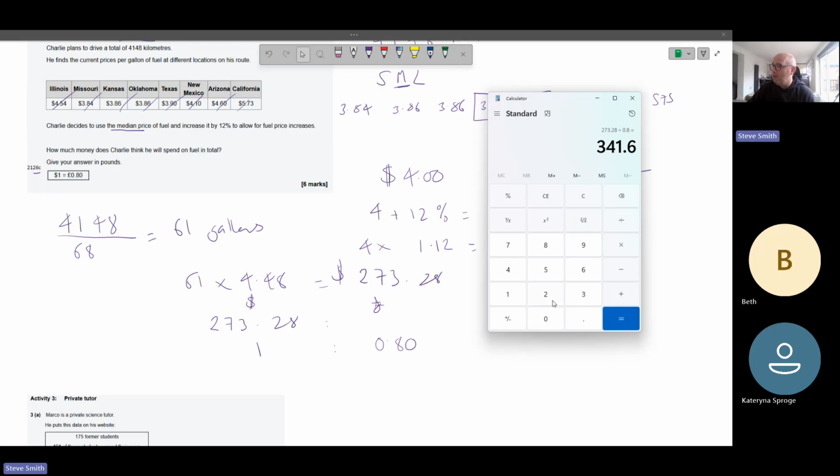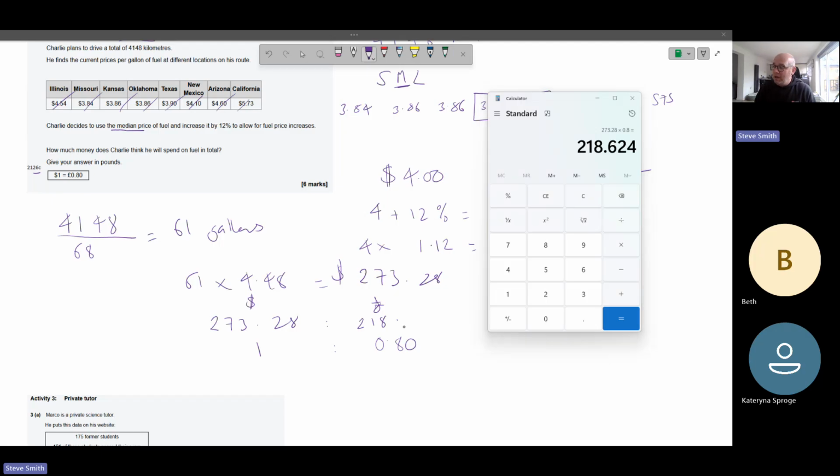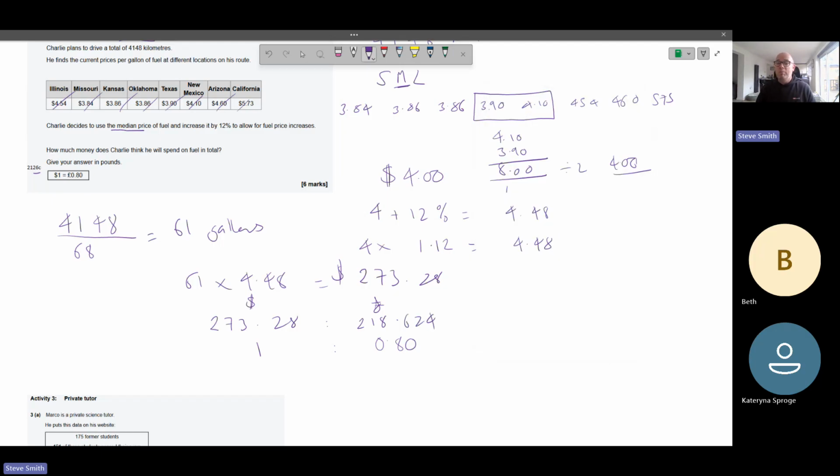So we go back to our amount, 273.28 times 0.8. Ah, it's a smaller number. So I must have done it right. Don't be afraid, if you're not sure which way around it is, to do them both. Because once you've done both, you can clearly see that it's multiplied, because now my number in pounds is smaller than my amount in dollars, which is exactly how it should be.